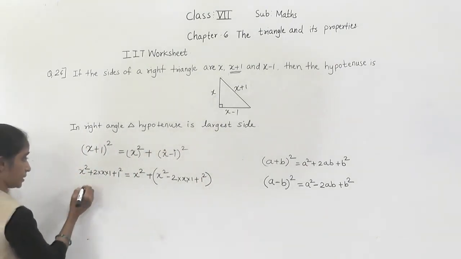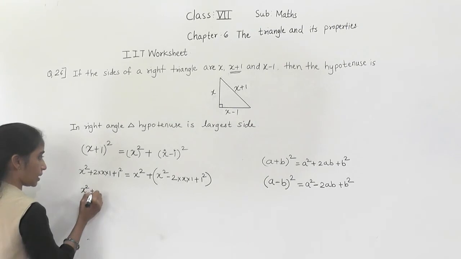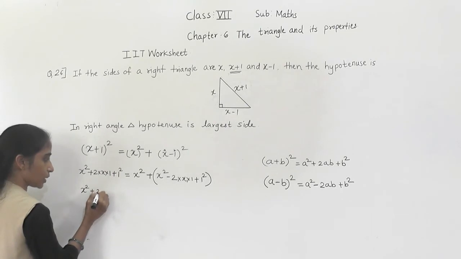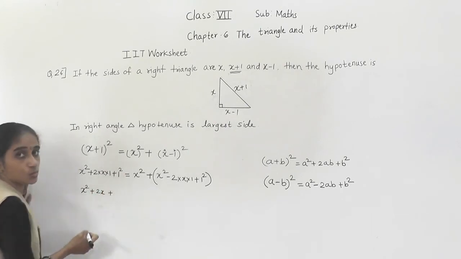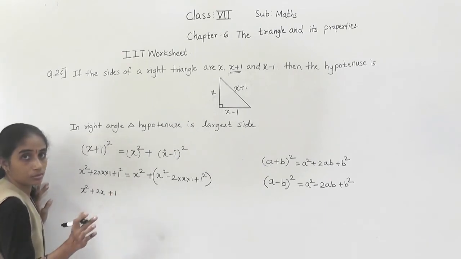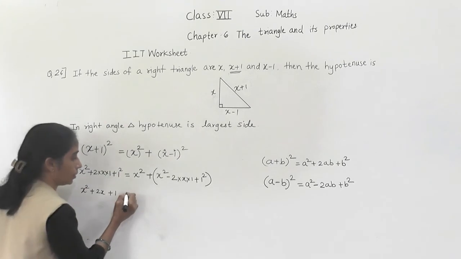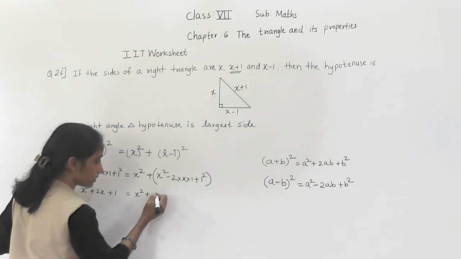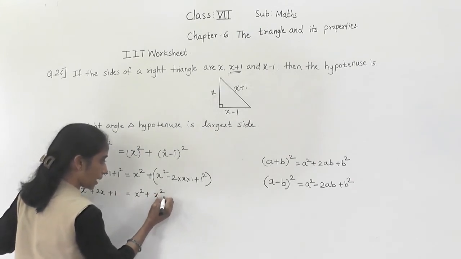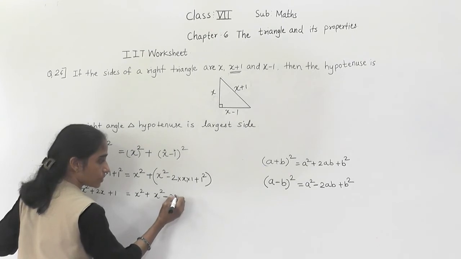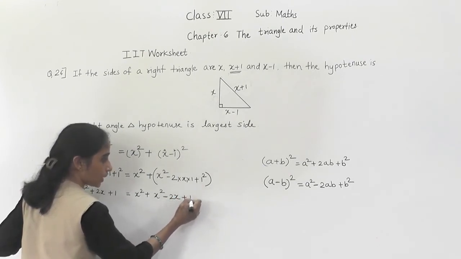Now solve this. See here. X square plus 2 into 1, 2 into 1 is 2, 2 into x, 2x, plus 1 square means 1 into 1, 1. Don't write 2. Is equal to x square plus, now solve this, x square minus 2 into 1, 2. See, minus. So 2 into 1, 2, 2 into x, 2x. So minus 2x plus 1 square, 1.